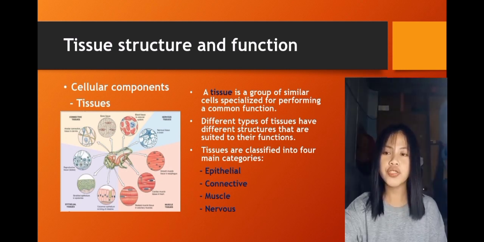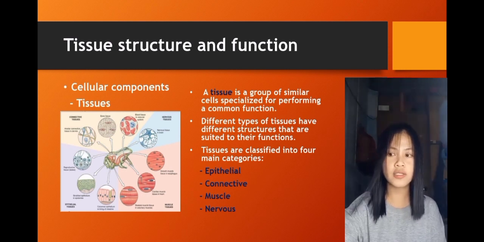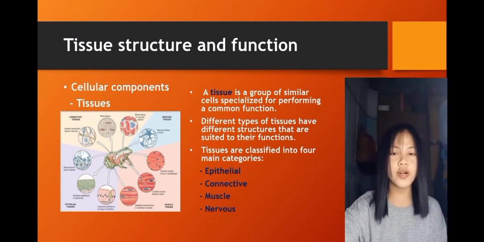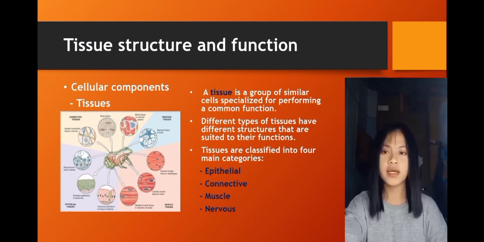Tissue. A tissue is a group of similar cells specialized for performing a common function. Tissue is a group of cells of the same kind. Tissues are very important in our organism's life because tissues form organs, organs form organ systems, and organ systems form the organism. Therefore, if there were no tissues, there would be no organism. Tissues are classified into four main categories.